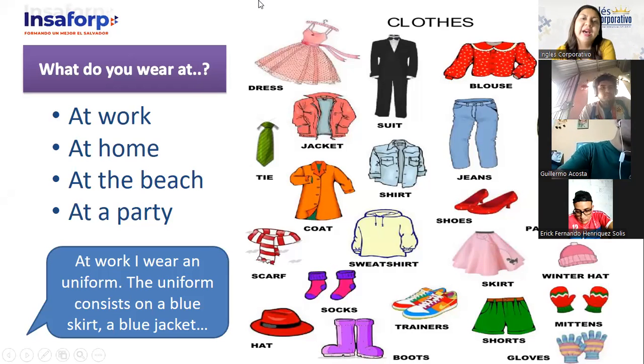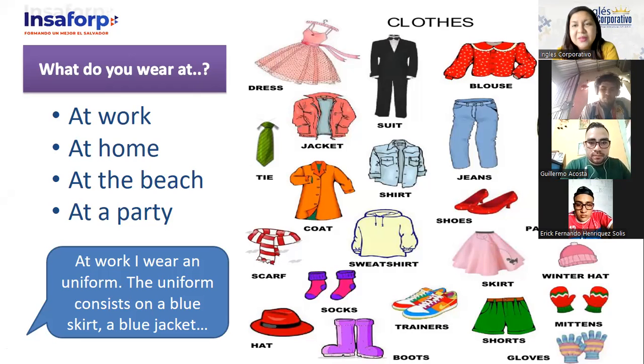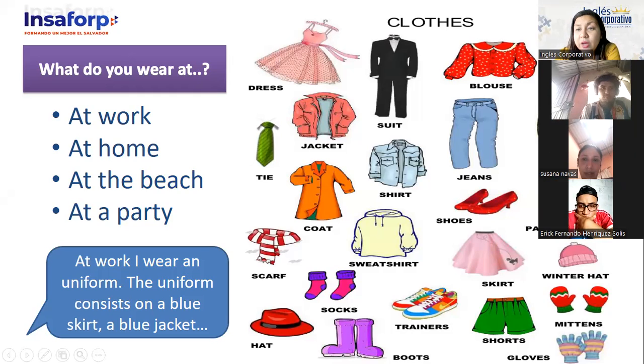Okay, so in the next picture, you will see more clothes. For example, here we have a suit, it's like jacket and pants, traje completo is suit. We have blouse, sweater, shoes, formal shoes, jacket. So we have a tie, right? We also have a coat. It's like a long jacket. A scarf, sweatshirt, una sudadera, shirt, pants or trousers, winter hat, mitten. Gloves, shorts. Trainers, boot, hat.